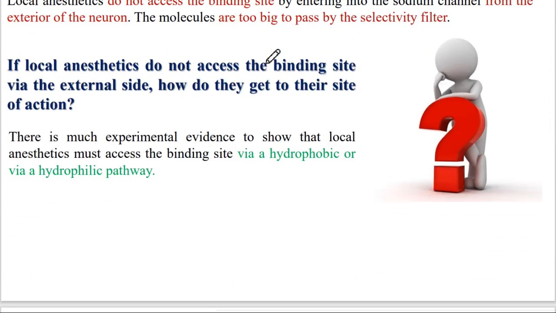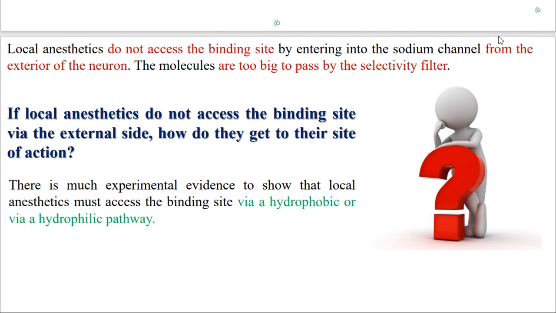Okay. Local anesthetics do not access the binding site by entering into the sodium channel from the exterior of the neuron. The molecules are too big to pass the selectivity filter. If local anesthetics do not access the binding site via an external route, how do they get to the site of action? You have been wondering. The experimental evidence and clinical trials have shown that local anesthetics must access the binding site via the hydrophobic or the hydrophilic pathways.